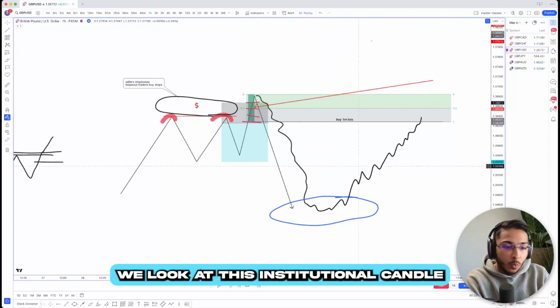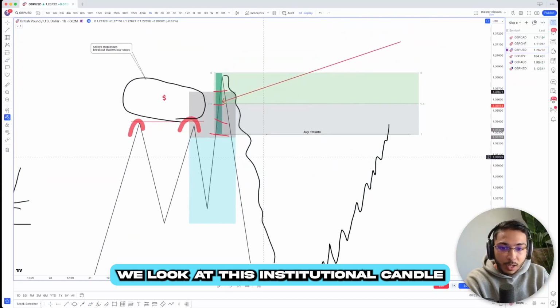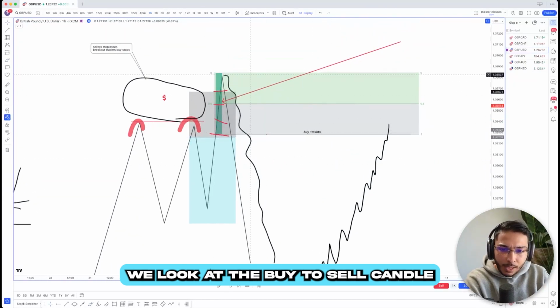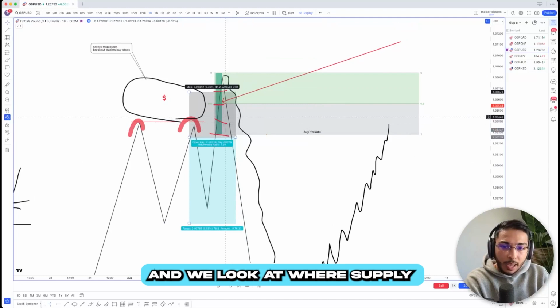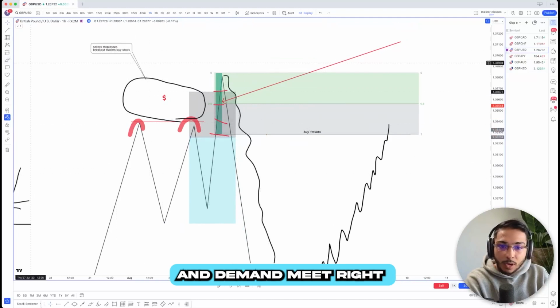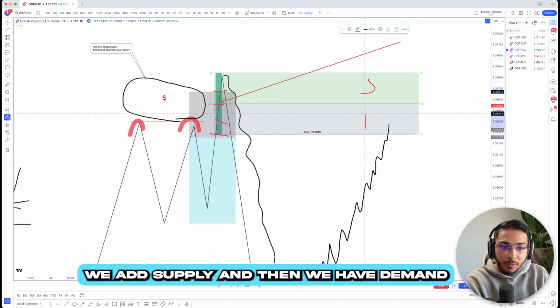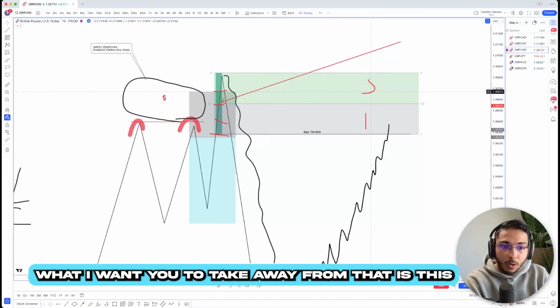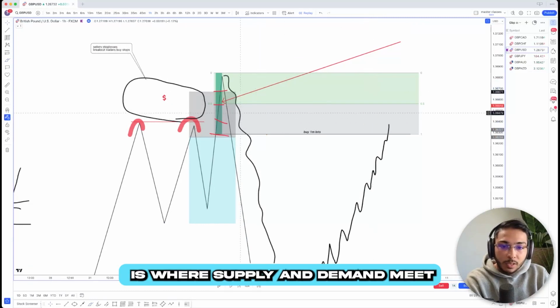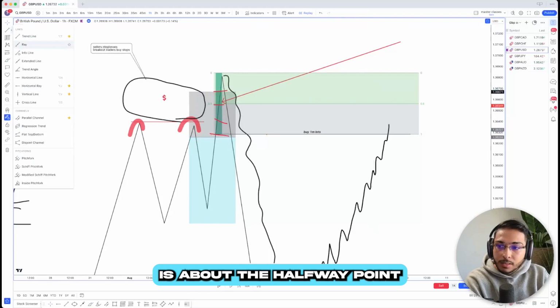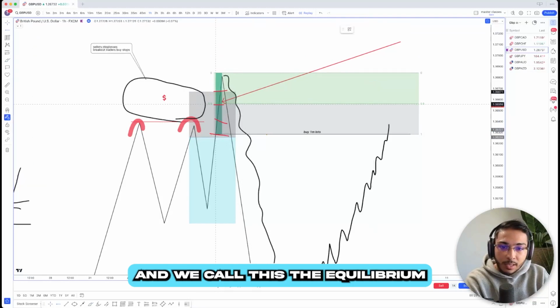So what we do is we look at this institutional candle. We look at the buy to sell candle, and we measure out the candle, and we look at where supply and demand meet, right? We got supply, and then we have demand. What I want y'all to take away from that is this: where supply and demand meet is about the halfway point, and we call this the equilibrium.